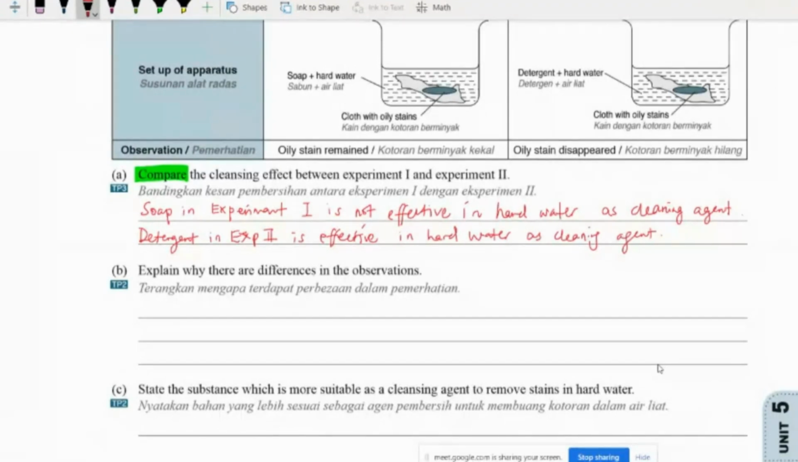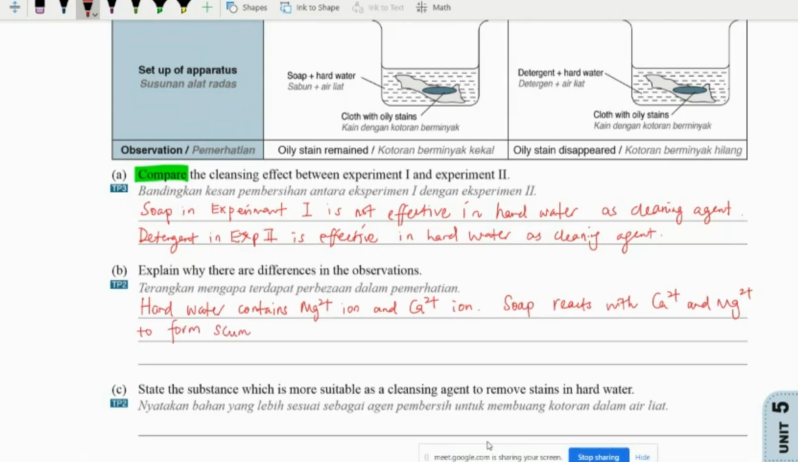So first, you can mention hot water contains magnesium ions and calcium ions. This one you can write first. After that, soap reacts with calcium ions and magnesium ions to form scum.